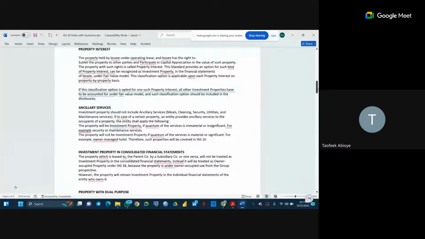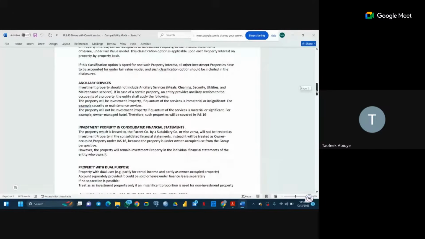So we have investment property in consolidated financial statements, which is leased to the parent company by a subsidiary company or vice versa, will not be treated as an investment property in the consolidated financial statements. Instead, it will be treated as an owner-occupied property under IAS 16 because the property is under owner-occupied use from the group perspective. However, the property will remain investment property in the individual financial statements. So all these are just English. That's something we can definitely understand.